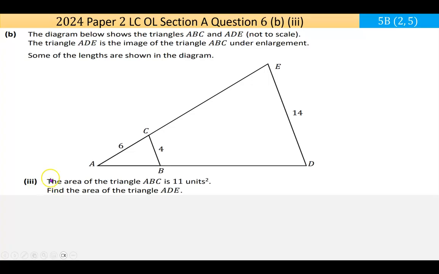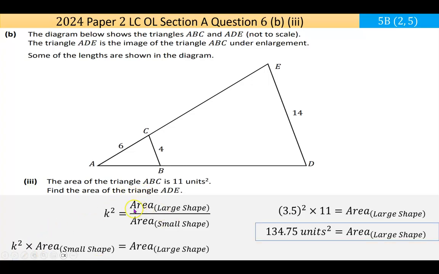So part 3 is marked on its own. It's a 5 marker, but it's a B scale, so it's a low partial or full marks. It says the area of the triangle ABC is 11 units. Find the area of the triangle ADE. Now we're using a different formula here, and it's not given in the maths table, so it might put a lot of people off.